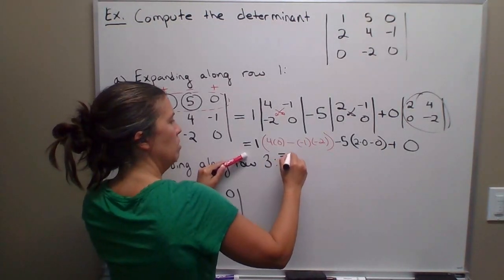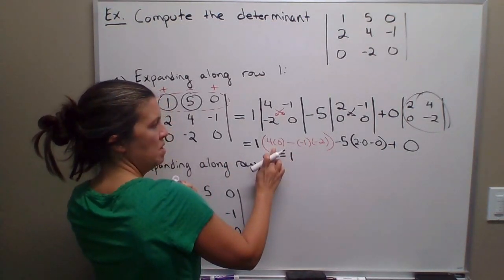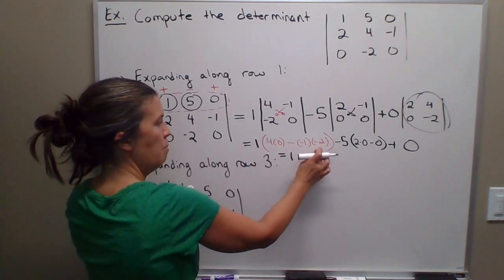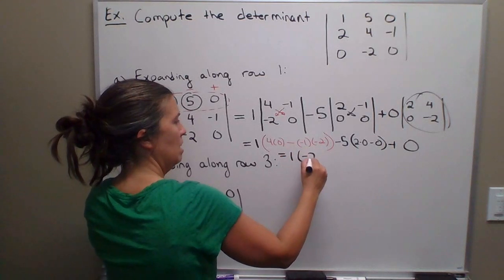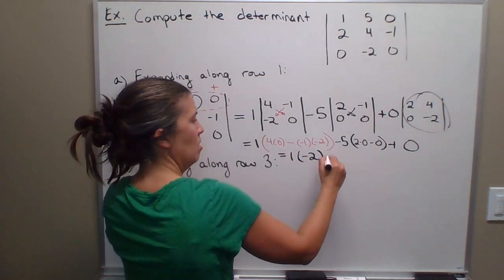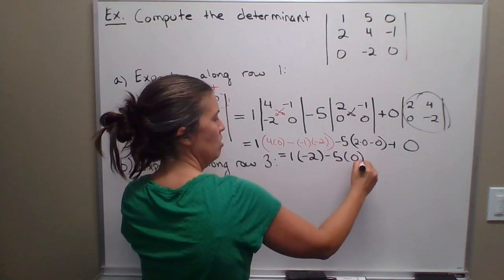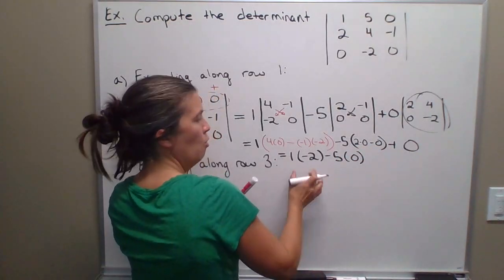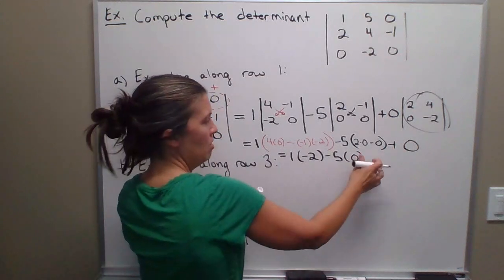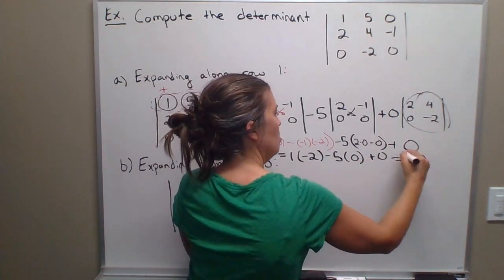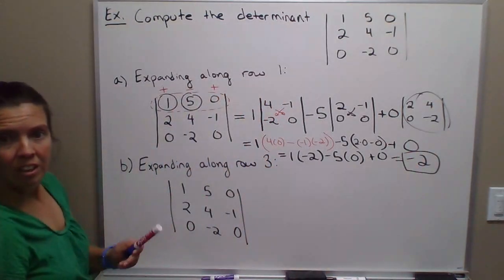So this right here is 1 times, this will be 0 minus this product, which is 2. We get -2 in here. Minus 5 times 0 minus 0, well, that's 0, plus 0. So overall, we're going to have -2 minus 0 plus 0. So -2 for the determinant.